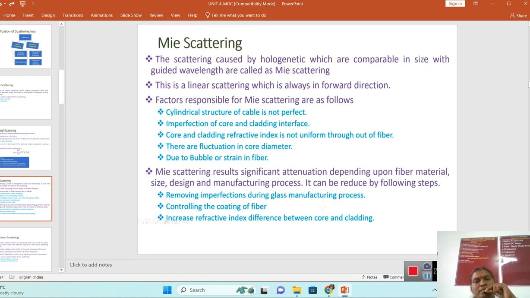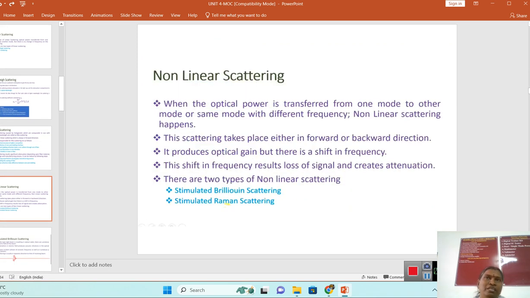Next, Mie scattering results in significant attenuation depending on the fiber material, size, design and manufacturing process. It may be reduced by the following steps: removing imperfections during the glass manufacturing process, controlling the coating of the fiber, and increasing the refractive index difference between core and cladding.